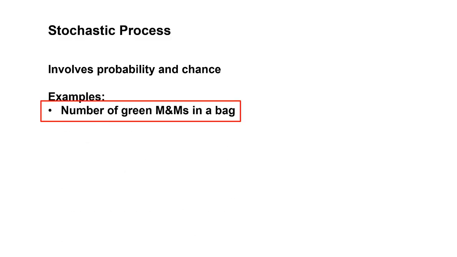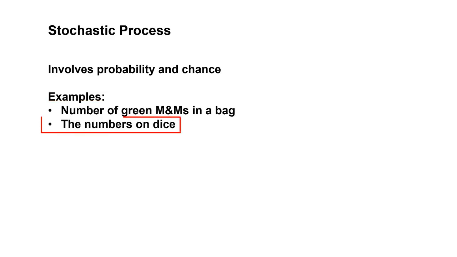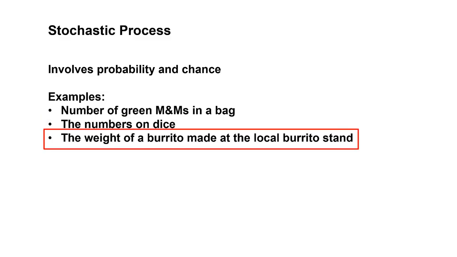So now let's look at a couple examples of stochastic processes. These involve probability and chance. So the number of green M&Ms in a bag of M&Ms, that's going to be variable. So that's going to involve probability and chance. The numbers on dice. So you roll a pair of dice on the table. Those numbers are probabilistic and they totally depend upon chance. The weight of a burrito made at the local burrito stand.